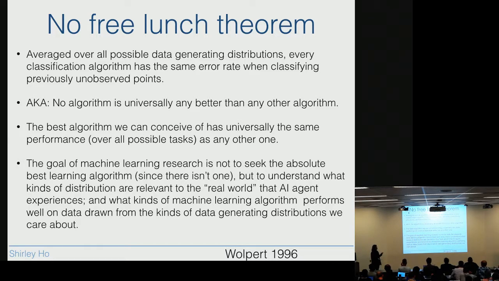So the goal of machine learning research is not to find the absolute best algorithm. There's no absolute best algorithm. Rather, it is to understand what kinds of distributions are relevant to the real world that the AI agent actually experiences, and what kind of algorithm performs better on that particular data generating distribution. That's the idea of the no free lunch theorem. That's why people should not pursue just the best and newest ideas. I see a lot of astrophysics papers that say, let's just do a GAN because GAN is popular today. I have students who say, please, please, let's do a GAN paper. And I'm like, no, because it's not necessarily the best method.